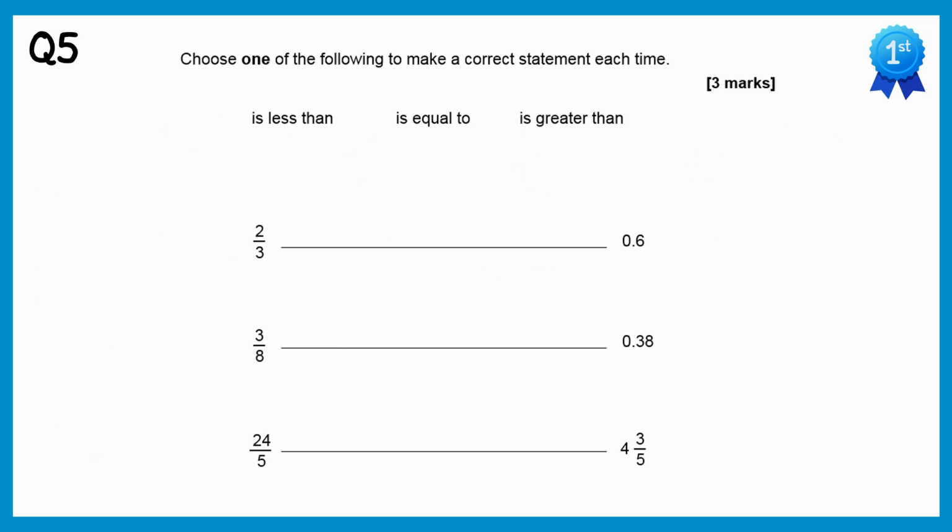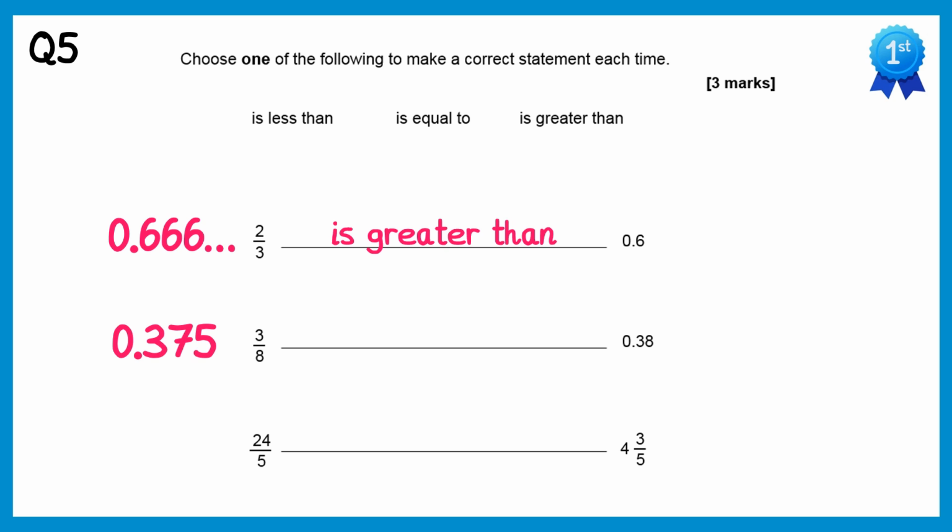For this question we're going to start with 2/3. If you type 2 divided by 3 into your calculator, you'll get 0.6 recurring, which is greater than 0.6, so for the first one we need to write is greater than. For this next question we need to type 3 divided by 8 into your calculator. This will give 0.375. Now whilst it's got more digits than 0.38, it's actually smaller because it goes 37 rather than 38, so this one is less than.